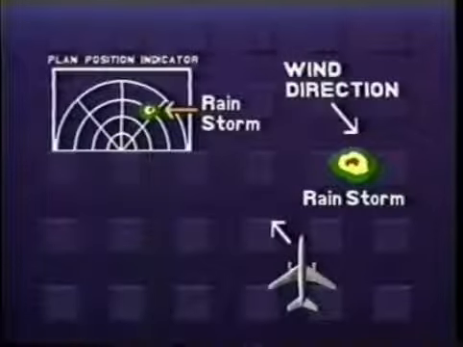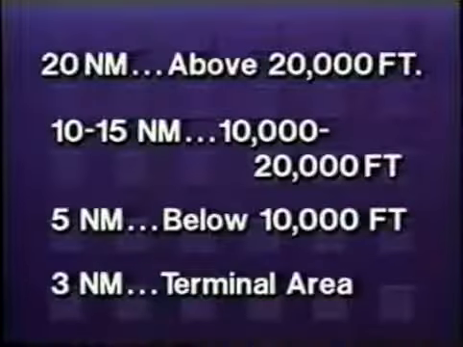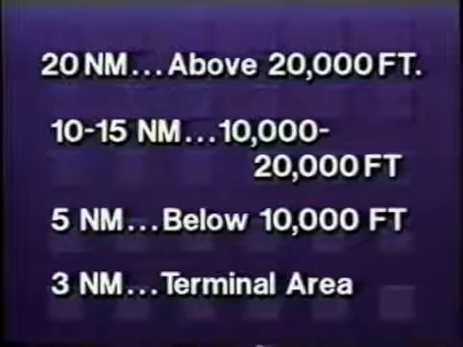En route deviation should always be made upwind of a storm. Deviating downwind increases the chance of encountering hail and turbulence. You can expect turbulence 1 nautical mile downwind for each knot of wind speed at your altitude. As a general rule, you should avoid thunderstorms by the margins shown.